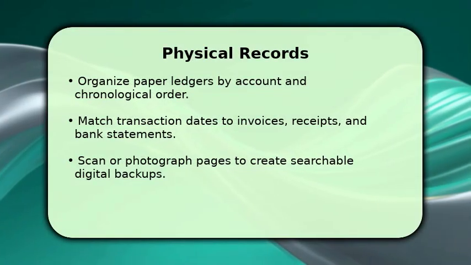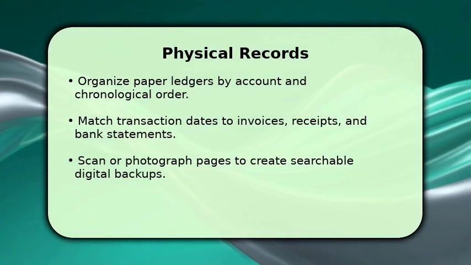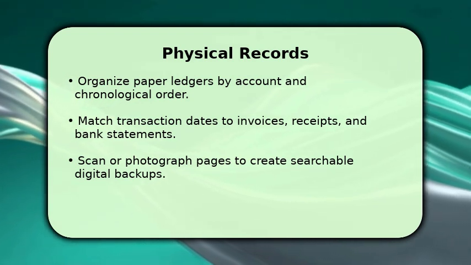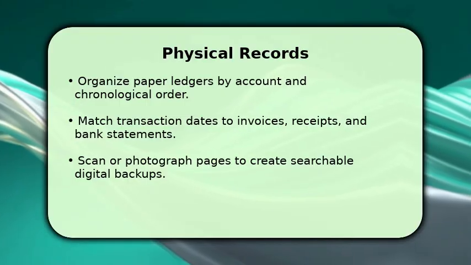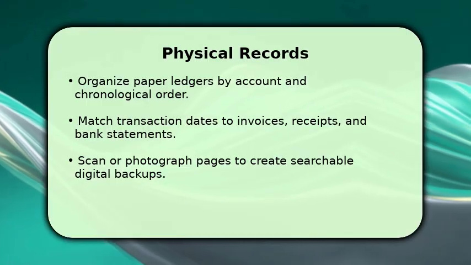In this video, I will show how to find C-Ledger. Begin by sorting physical files by account and date, then pull invoices and receipts that correspond to the ledger entries. Cross-check each ledger line against bank statements or deposit slips and highlight any unmatched items for follow-up.